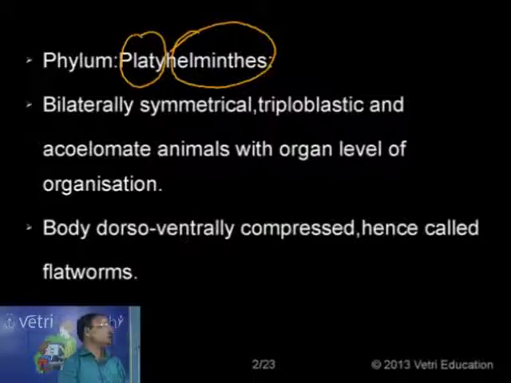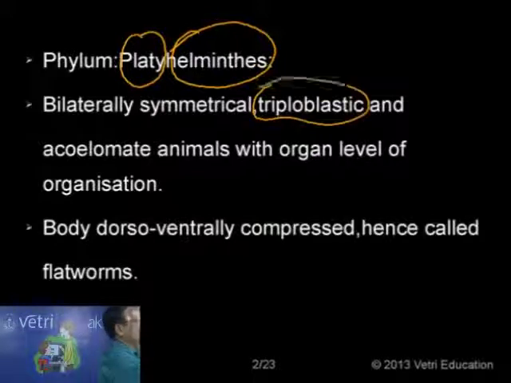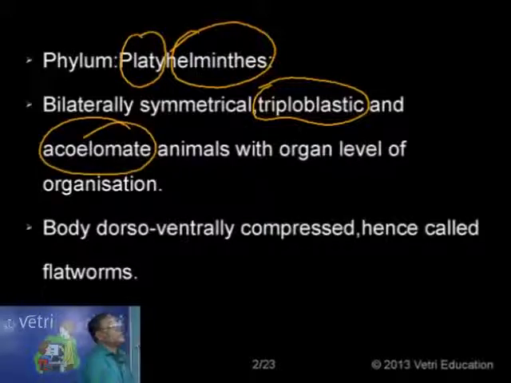So, flatworms. This is the first group in the invertebrate category having bilateral symmetry, and the first triploblastic animal in the invertebrate group. According to the nature of the coelom I mentioned earlier under classification, these animals do not have any body cavity. The body cavity is simply absent.